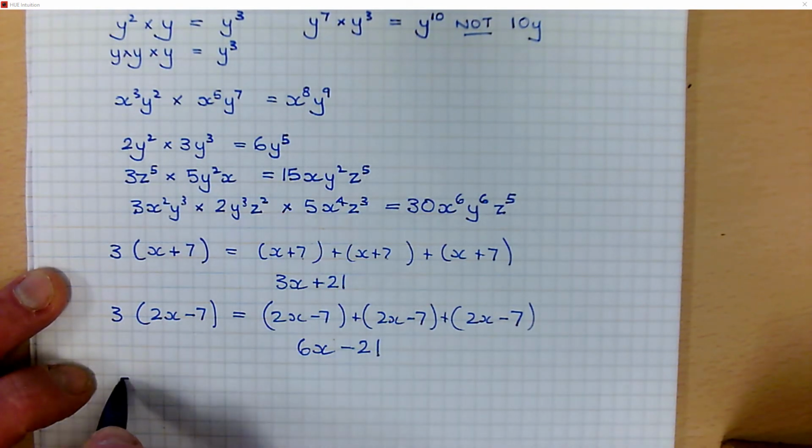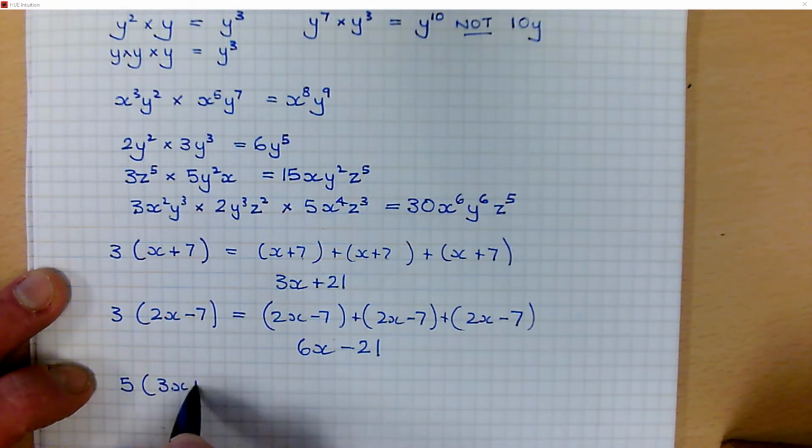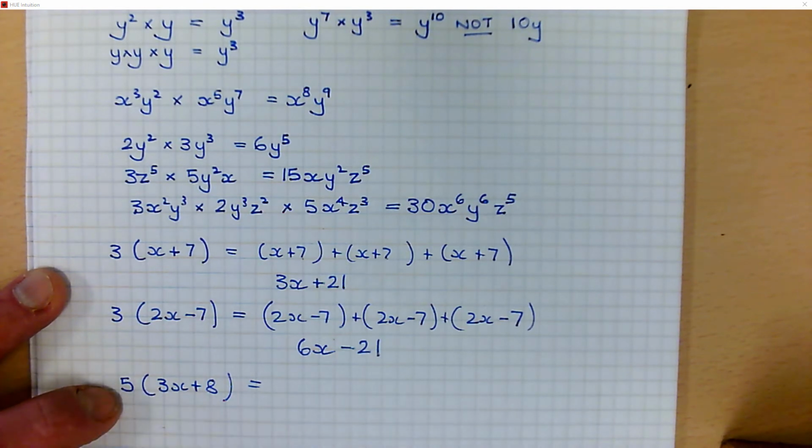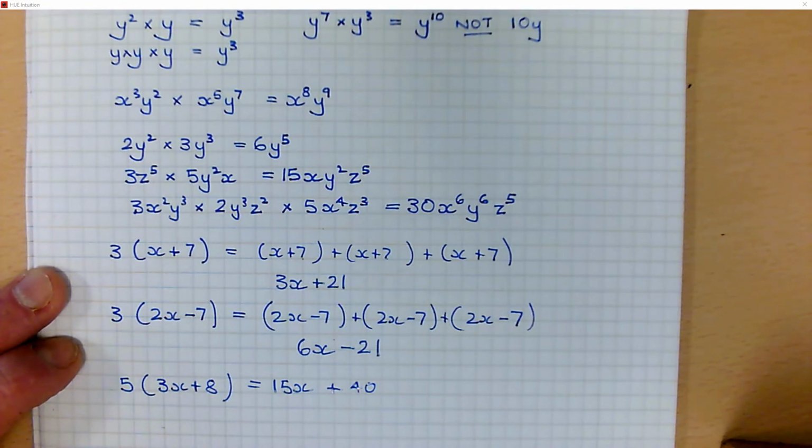So if we had this, 5 lots of 3x plus 8, it would be 5 lots of 3x, and that's 15x, add 5 lots of 8, which is 40. So everything inside the bracket gets multiplied by the thing that's outside.